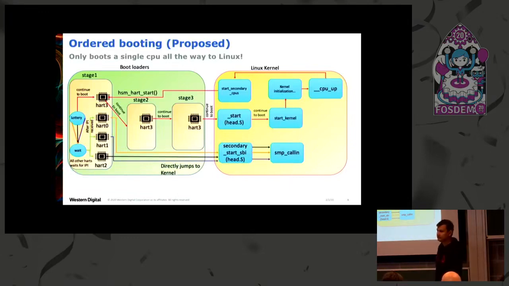Hi. How do the stages after stage 1 know not to do a lottery? Sorry, how do the other stages know not to do a lottery? They do not have to do the lottery, because they are not receiving all the harts. All the harts are not available there. It's only one hart going forward, so they do not have to do a lottery.